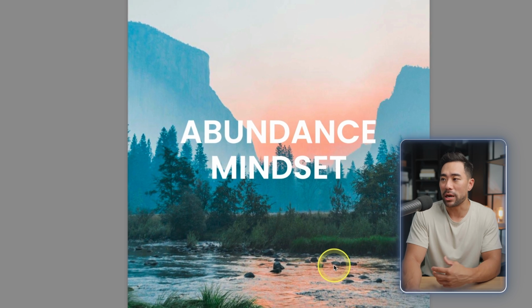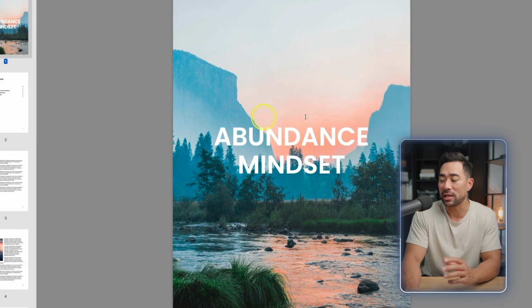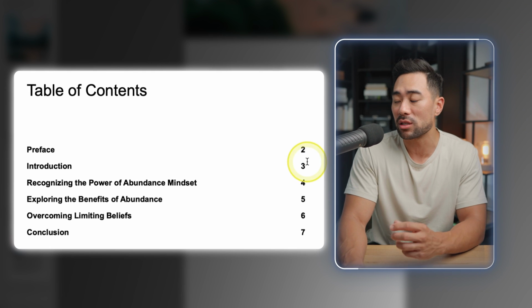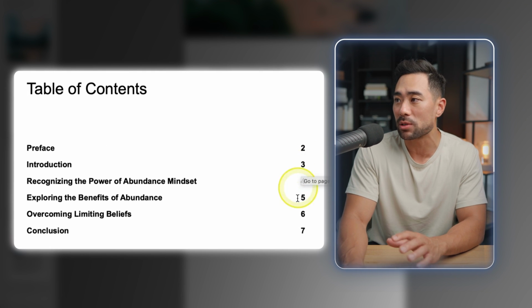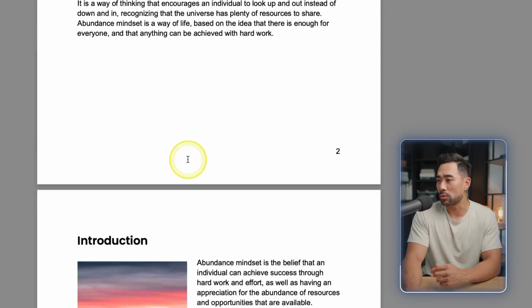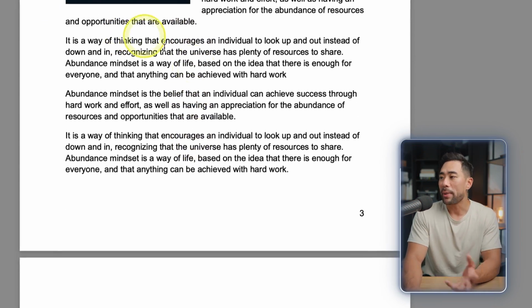It's called Abundance Mindset, and you can see there's a title page, a cover page. I've got a table of contents here, which can be clicked on. So when you click on a specific chapter here, it goes straight there. We've got a preface to start with and some dummy text, as well as chapters, images, page numbers on every page. And this is the type of ebook that you can very well create in this tutorial. So let's get to it.